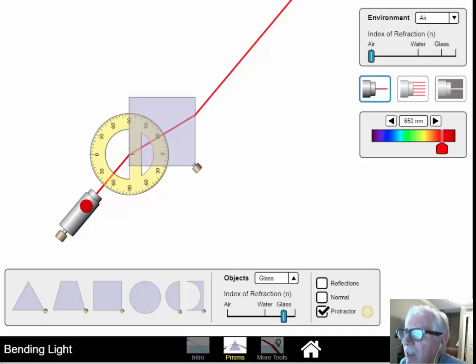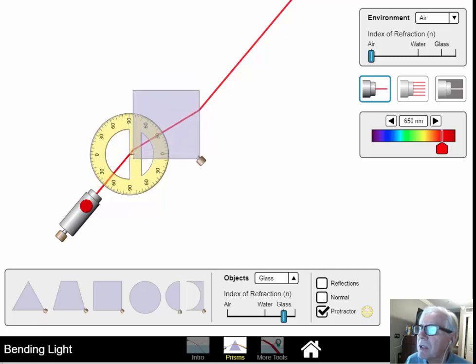Okay. So if I look at this, it seems very hard to get sorted out, but I can do it. So if I look at this, I'm on from the surface normal, 10, 20, 30, 40, I'd say 48 degrees. So the angle of incidence is 48 degrees.